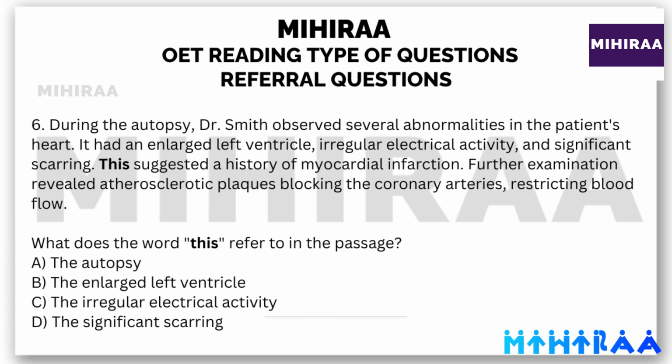In this context, "this" refers to the observations made during the autopsy, which include the enlarged left ventricle, irregular electrical activity, and significant scarring. These observations collectively suggest a history of myocardial infarction. Therefore, the correct referent for "this" is the entirety of the observations made during the autopsy, not just one specific abnormality. Therefore, the answer is option A, the autopsy.